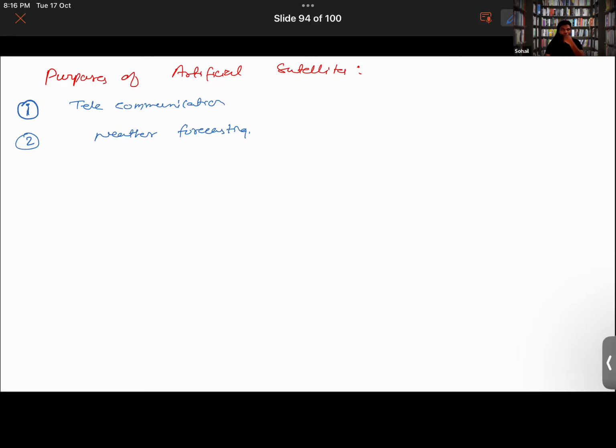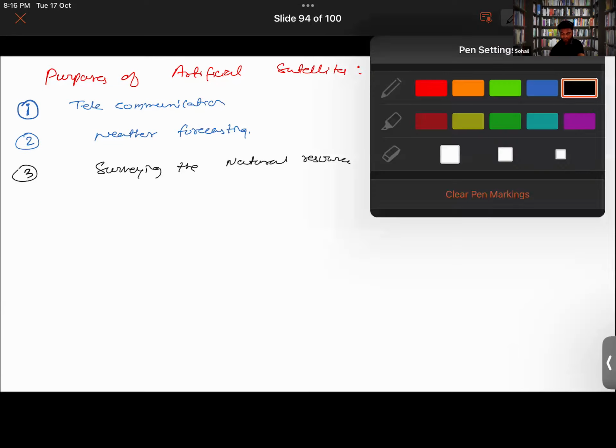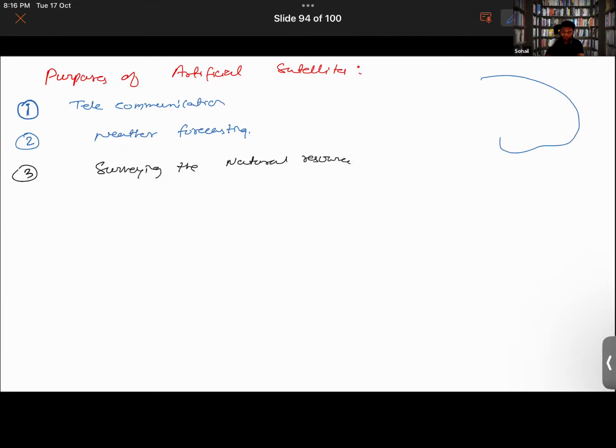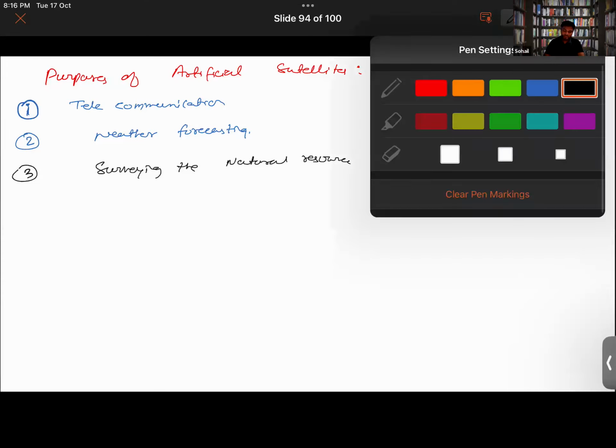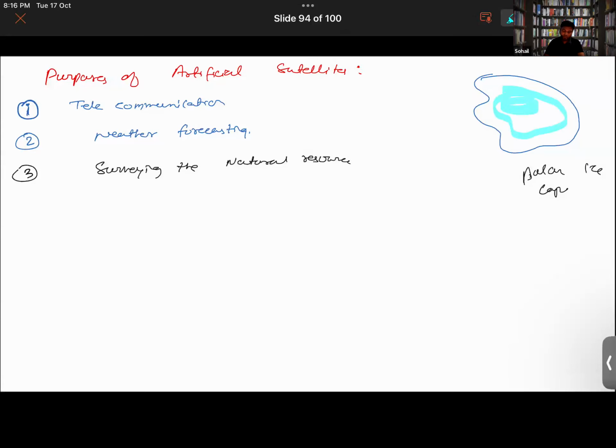Getting it? Now, it can also be used for surveying the natural resources of the Earth. Like if you were to have a bird's eye look at, for example, the polar ice caps, has their surface area increased or decreased? Just by having a front view, we can't say whether it has increased or decreased. But if you look from above, then we can say yes, it has shrunk. Getting what I'm trying to say?